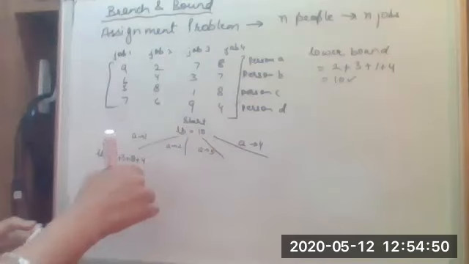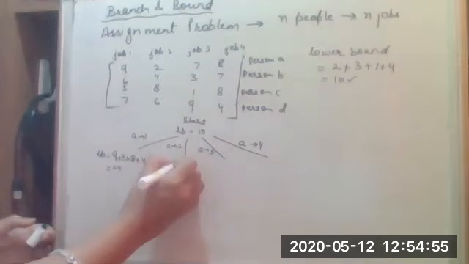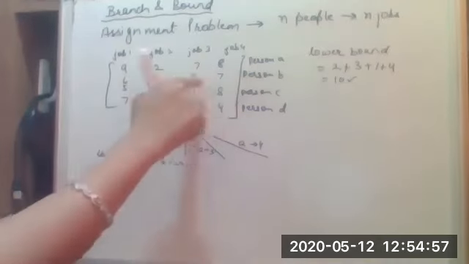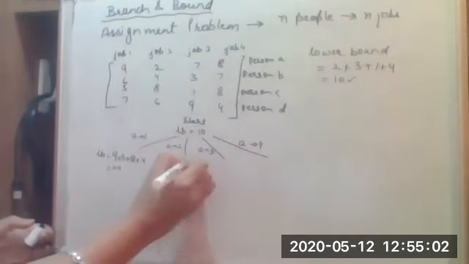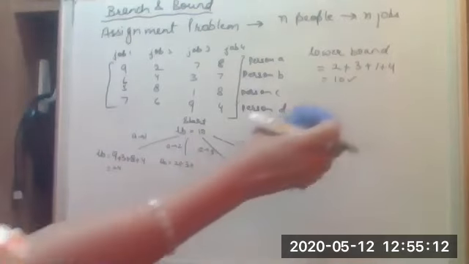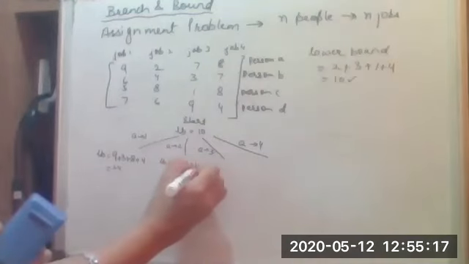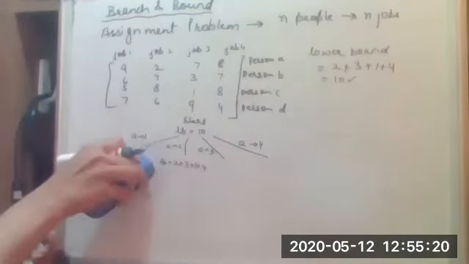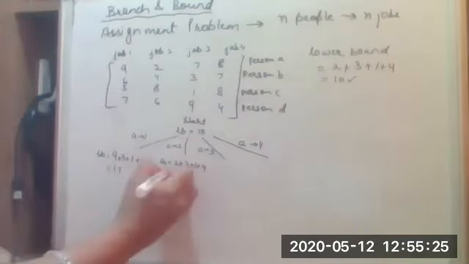Now, if we are assigning person A with job 2, the lower bound will become 2 plus, and person B will be assigned job 3. Right now we can either take these values or assume the same case as the smallest value. So let's say in this case we are taking the same values, and here also we'll take the same values. So here it would be only 17. Here it will be 10.